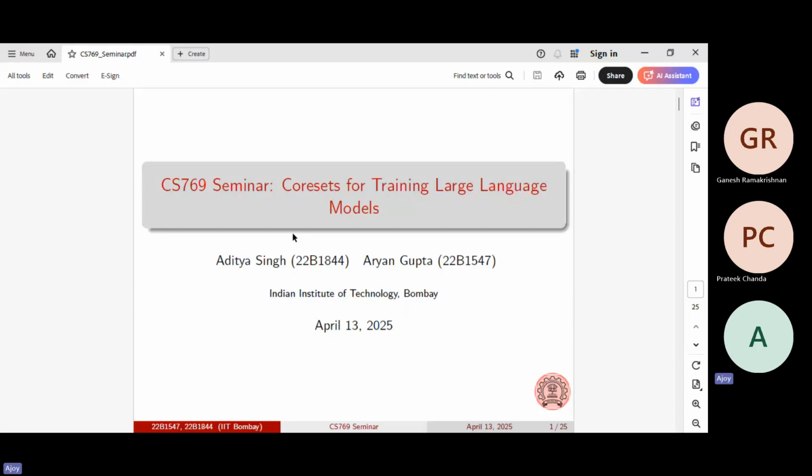So our project was a mixture of Wasserstein Coresets and data mixtures. We read some papers on this.